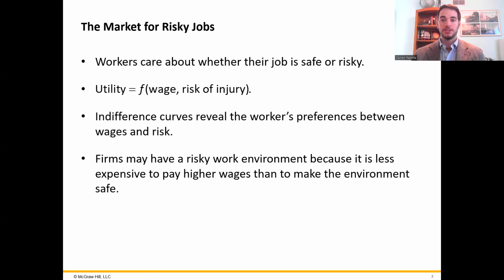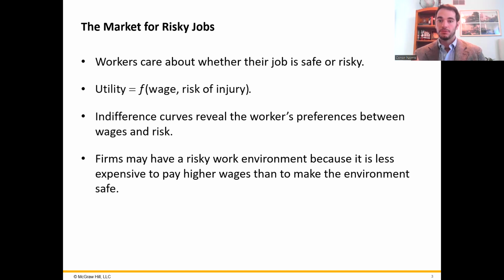Now, the marginal utility of income is the additional utility that the worker receives from a $1 increase in the wage, holding the risk of injury constant. In this case, we're only concerned about what happens when the wage increases. We assume that the worker prefers more money to less money, which is a realistic assumption. So the marginal utility of income is positive, just like it was before. We say that because the marginal utility of risk is negative, so it's important to point that out.